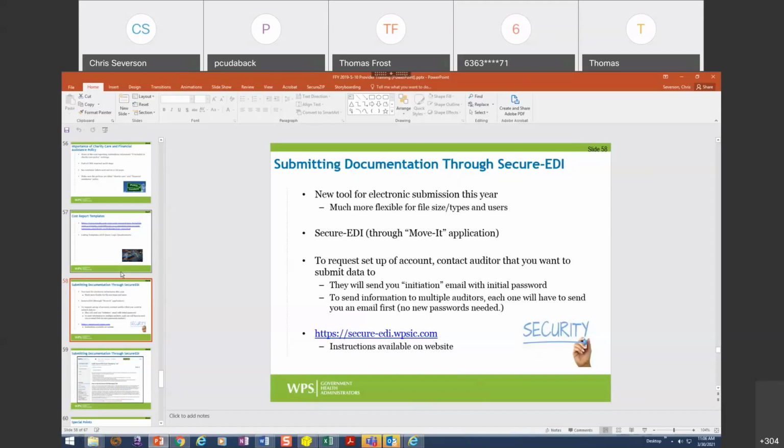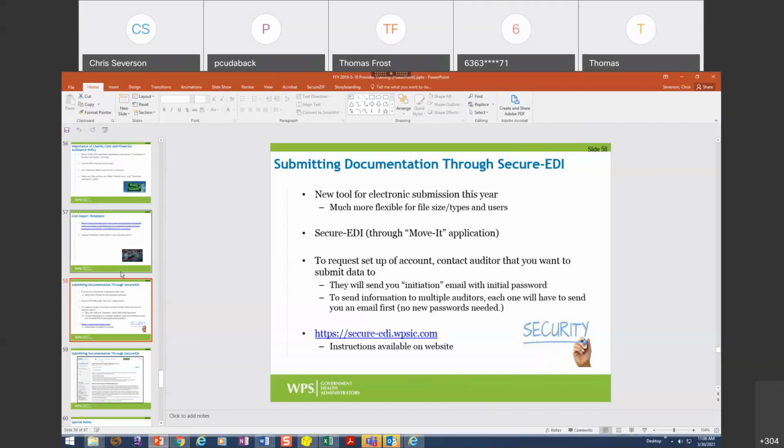But the one unfortunate part about the system is that it's individual to whoever has sent you an email. So if I send you an email, you can only send stuff back to me. But if you want to send something to that other auditor, they also have to send you an email. They don't have to reset your password or anything like that, but they have to initiate conversation, so to speak. It's an unfortunate security part that's built in.